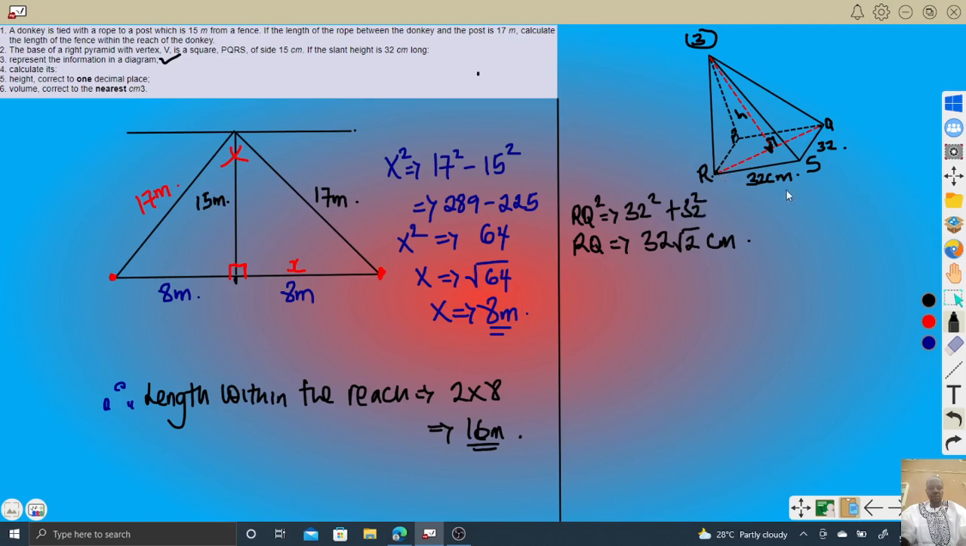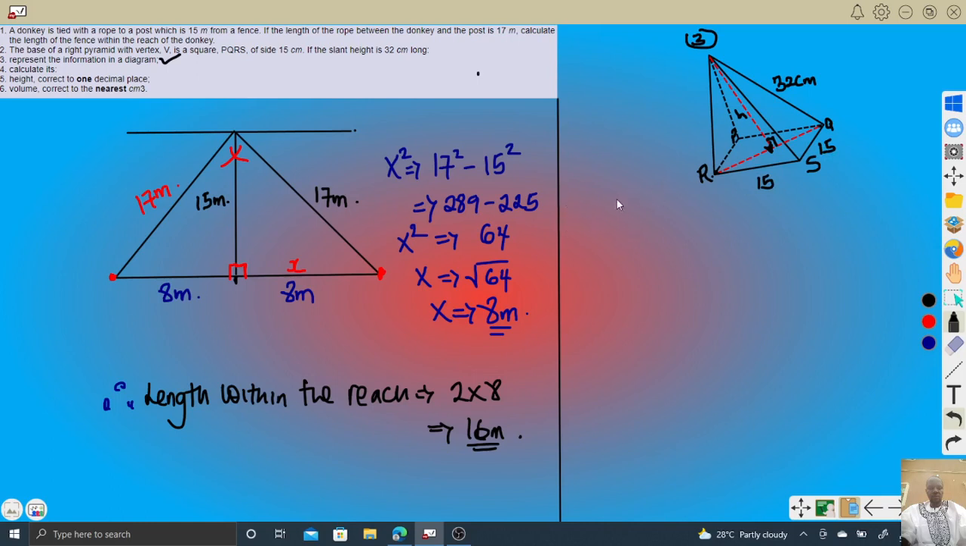Wow. Not 32 here. Look at the misinterpretation, which would have cost us marks. It is a slant height that is 32. My word. So this is 32 centimeters as a slant height. Then this guy was 15 and 15. The square base was 15 centimeters, PQR. So that's the information.